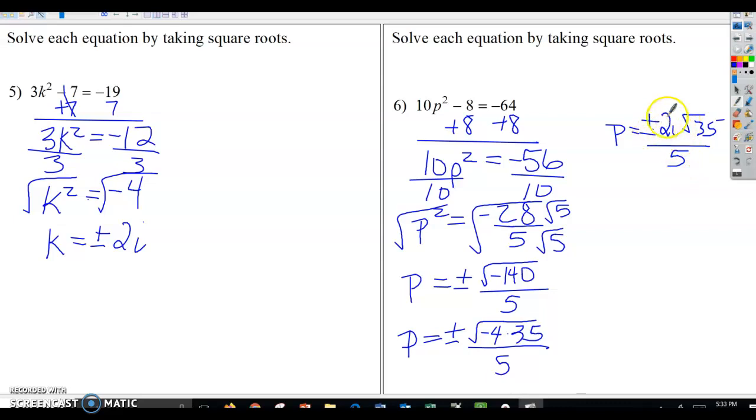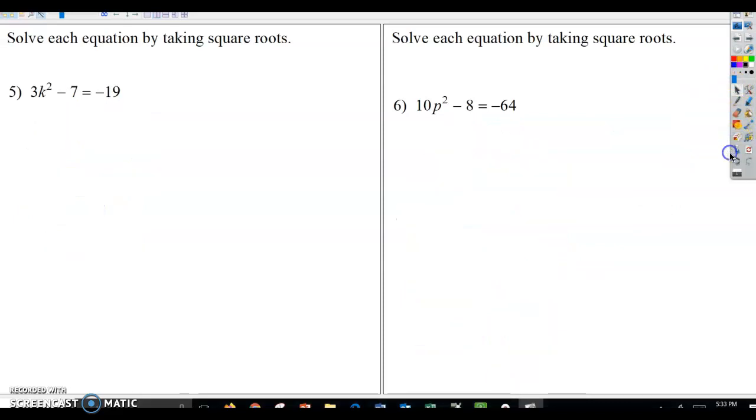So that's how you solve by taking the square root. First you want to get p squared by itself, then take the square root of both sides, and then you have to rationalize your denominator and write in simplest form. All right, let's look at a couple more examples.